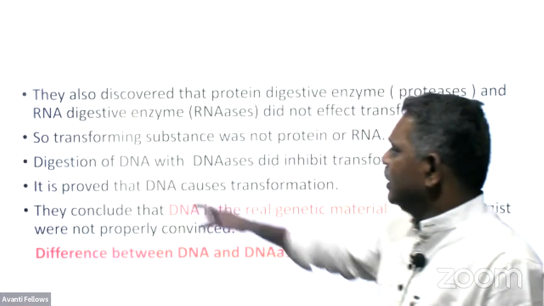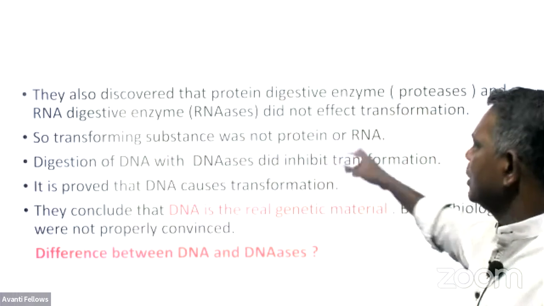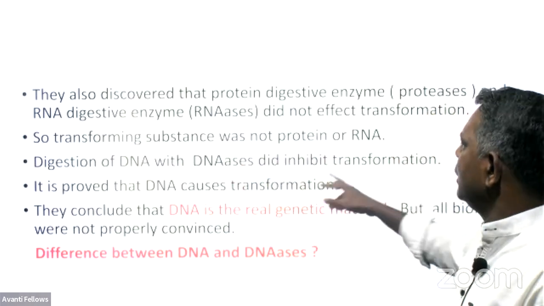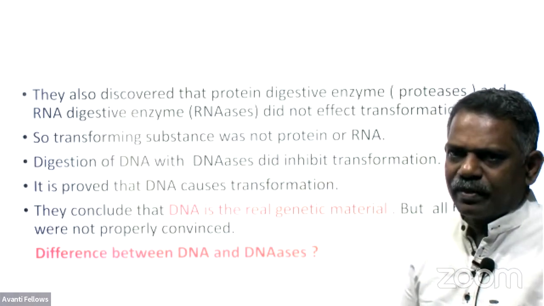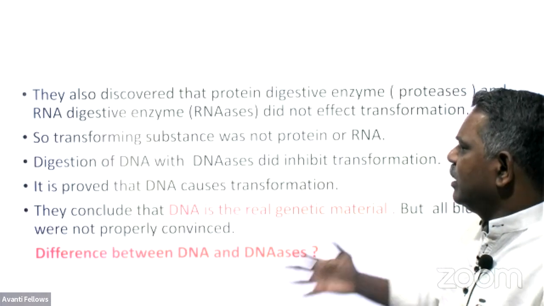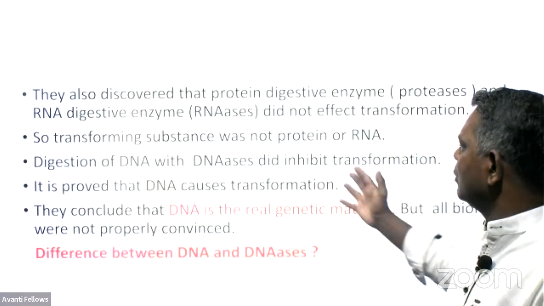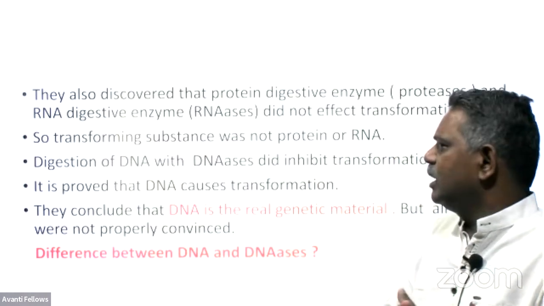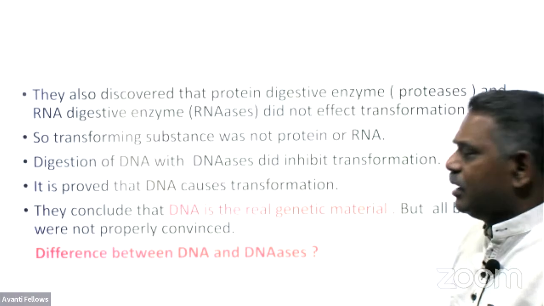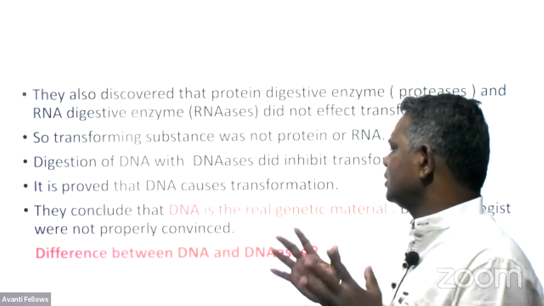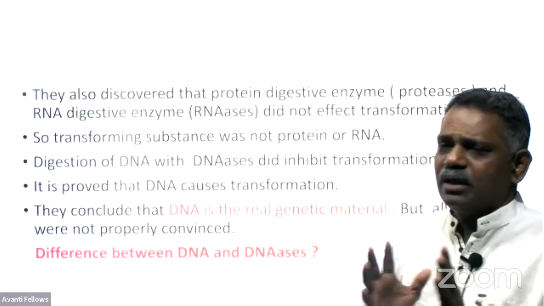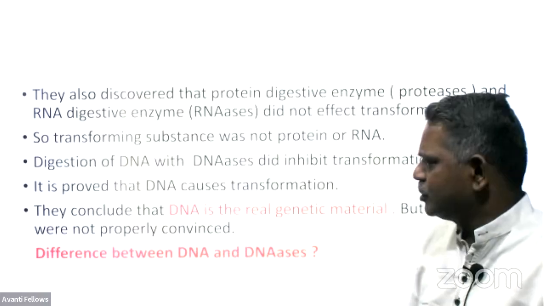So the transformation substance was not protein or RNA, but the digestion of DNA with DNases did inhibit the transformation. They destroyed the DNA using DNases, did the experiment, and found that it inhibited the process of transformation. This proved that DNA causes the transformation, only DNA, not the RNA or the proteins.